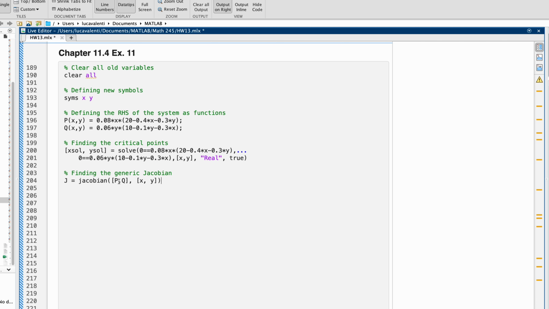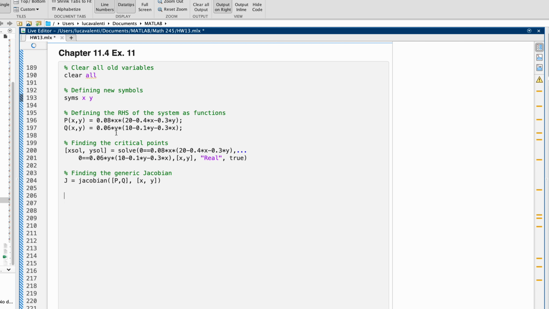So in this, I want to substitute X and Y after I find the Jacobian, which is going to find basically the derivative of P with respect to X for the first entry, the derivative of P with respect to Y for the second entry, and the derivative of Q with respect to X for the second row, first column entry, and the derivative of Q with respect to Y for the second row, second column. So that's going to give us our generic Jacobian.